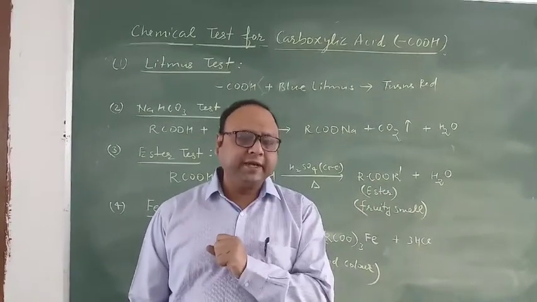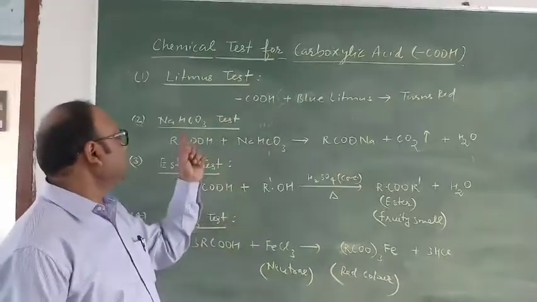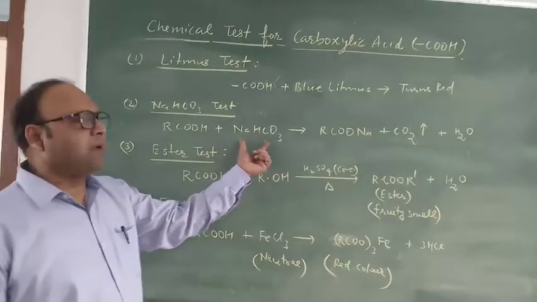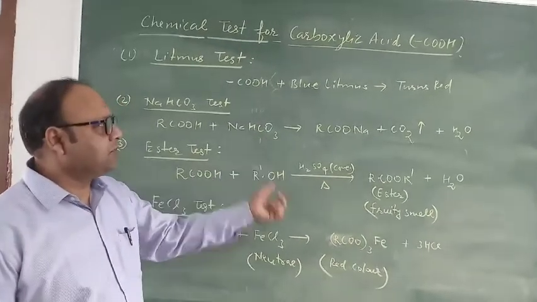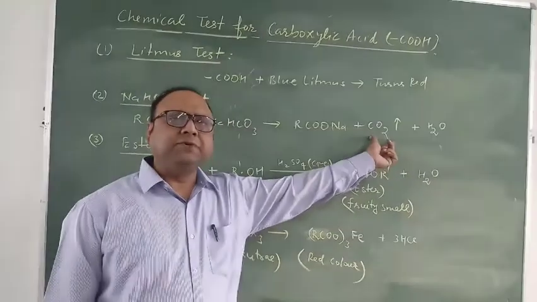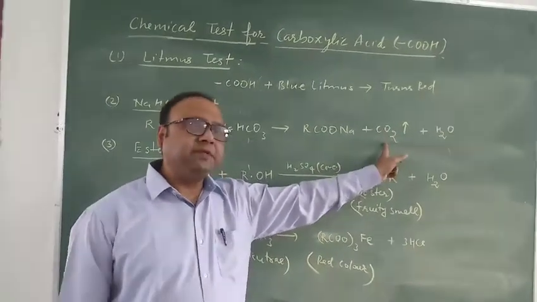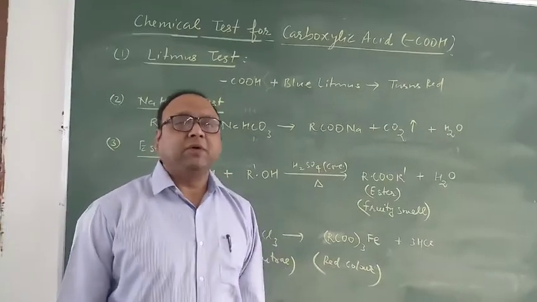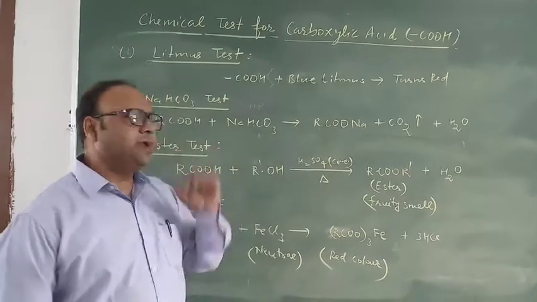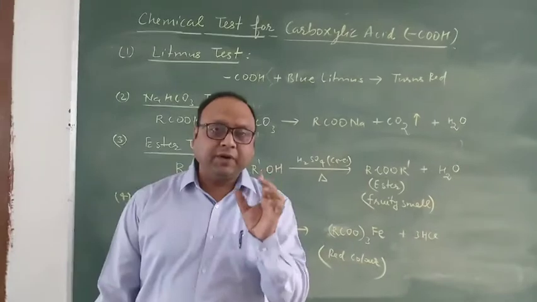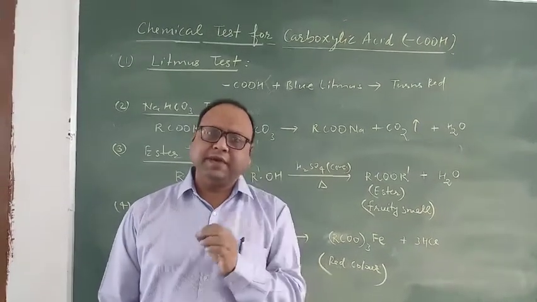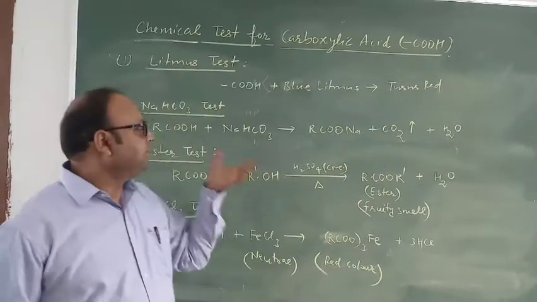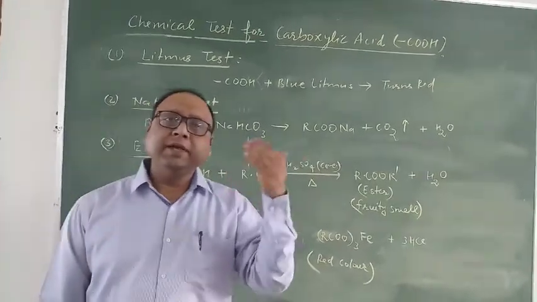Then we have to check the second test, that is the sodium bicarbonate test. When carboxylic acid is treated with a pinch of sodium bicarbonate, brisk effervescence of CO2 evolves. If brisk effervescence of CO2 evolves, it is confirmed that the given compound is a carboxylic acid. Phenol does not react with sodium bicarbonate because phenol is a very weak acid. It is weaker than carboxylic acid. That is why it is confirmed that the given compound has a carboxylic group.